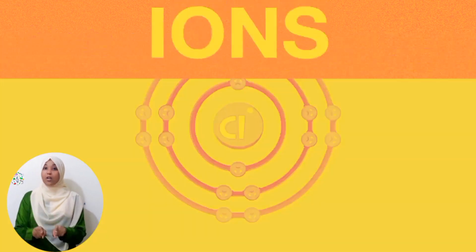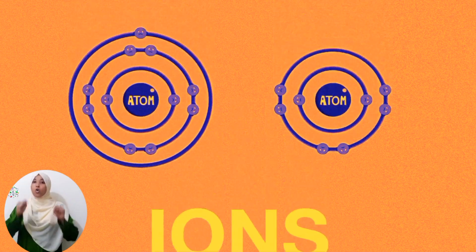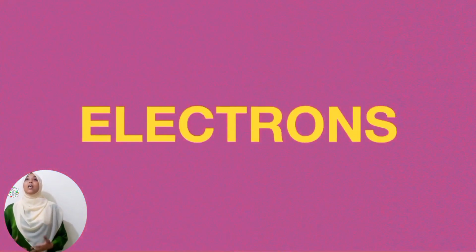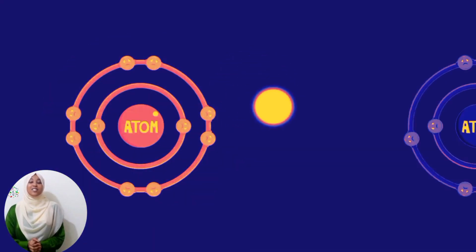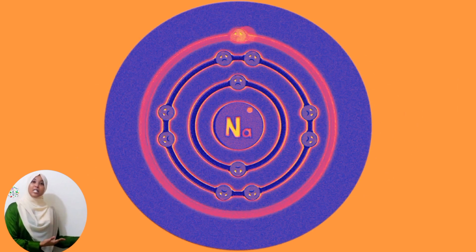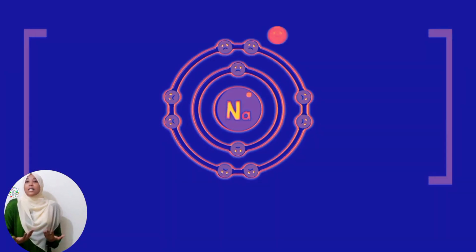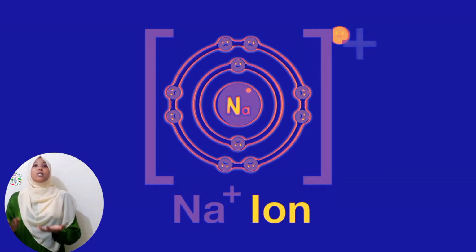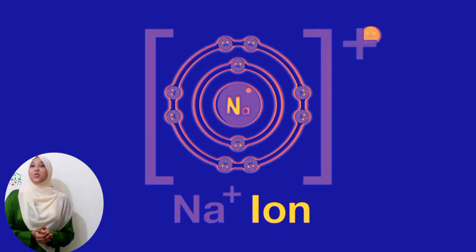But when it comes to ions, ions will always have a charge, either positive or negative, because the formation of ions involves either the loss or gain of electrons. The ion that is formed in this case is referred to as a cation. What is a cation? A cation is simply a positively charged ion, such as in the case of sodium.